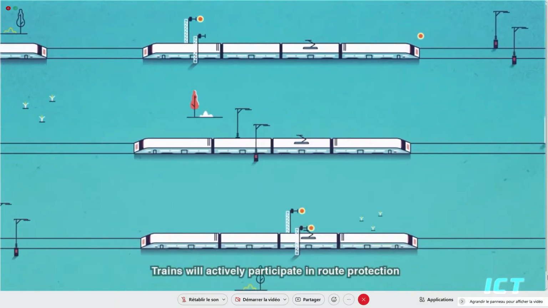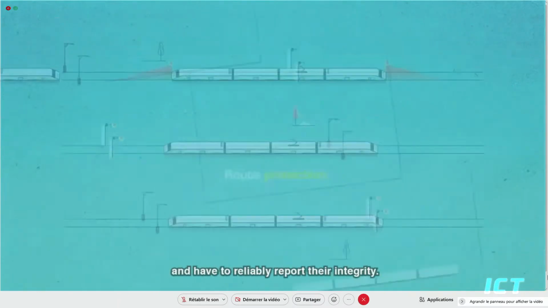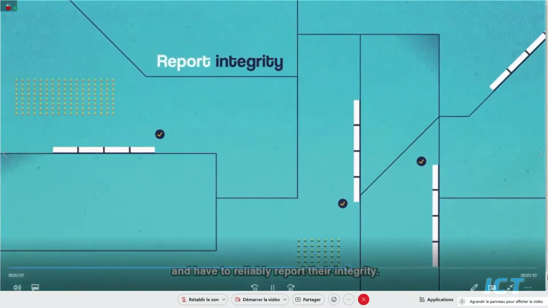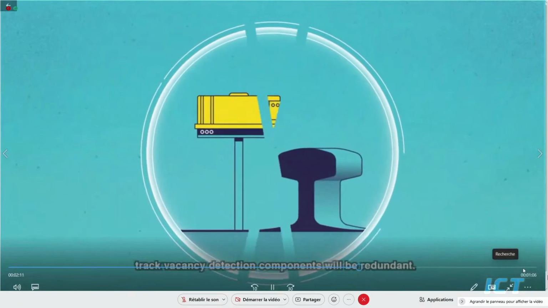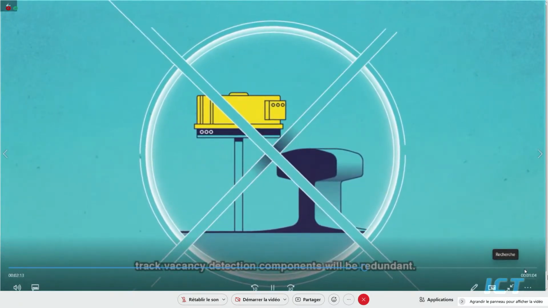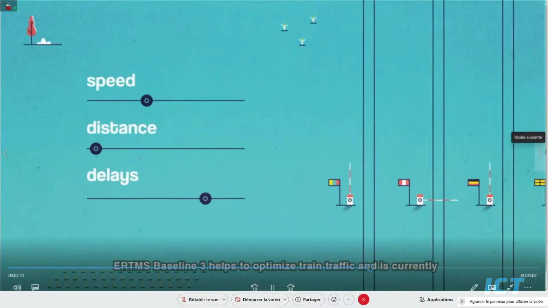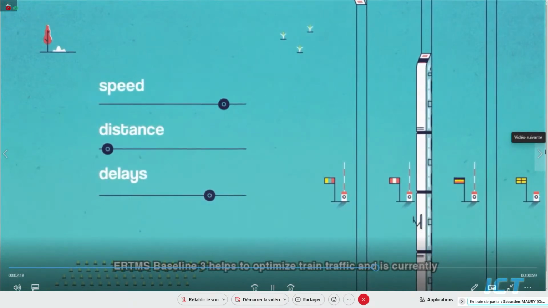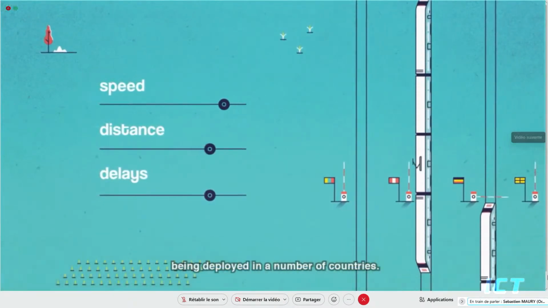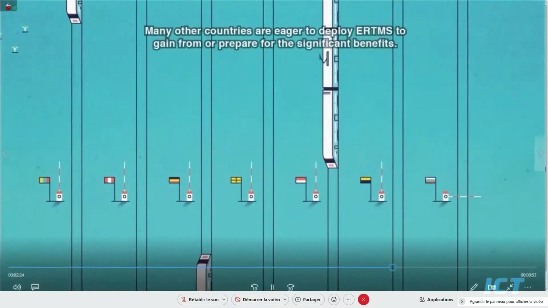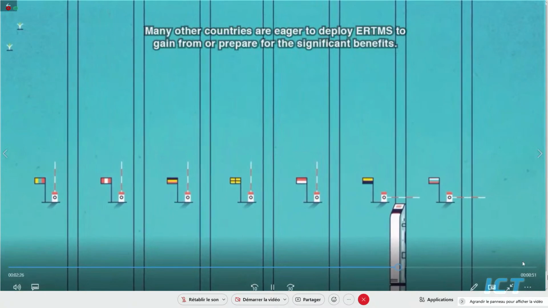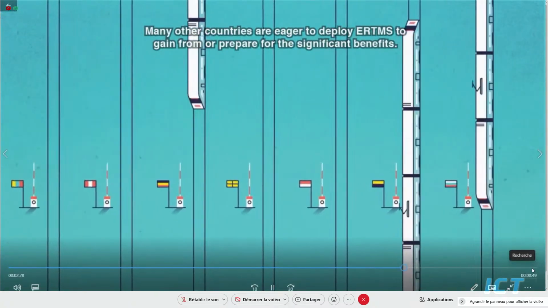Trains will actively participate in route protection and have to reliably report their integrity. While the main infrastructure elements of Level 2 won't change, track vacancy detection components will be redundant. ERTMS Baseline 3 helps to optimize train traffic and is currently being deployed in a number of countries. Many other countries are eager to deploy ERTMS to gain from or prepare for the significant benefits.